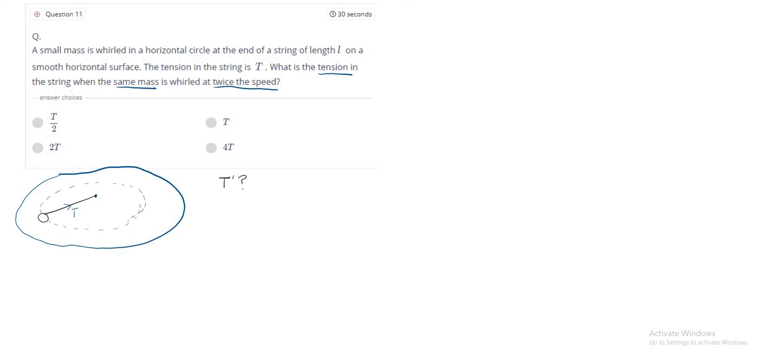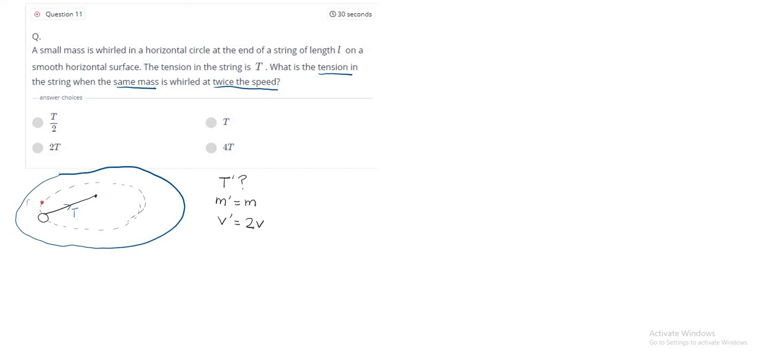Then they say that the mass of the new situation is the same as the mass of the old situation, and they also say that the velocity of the new situation is 2 times the old situation. Knowing these 3 things, we have to use them to obtain the new tension. Again, any chapter 6 question starts with a free body diagram. Let's draw a free body diagram by assuming that the thing is around here.